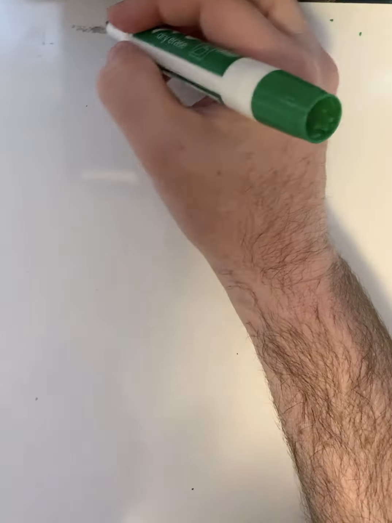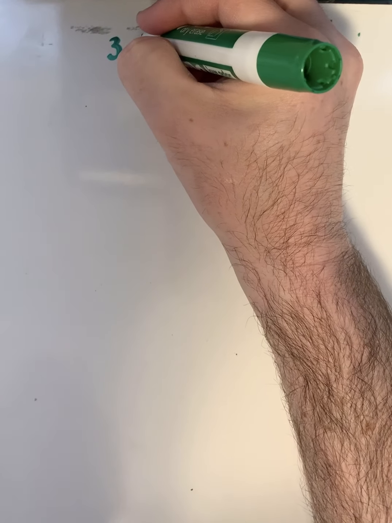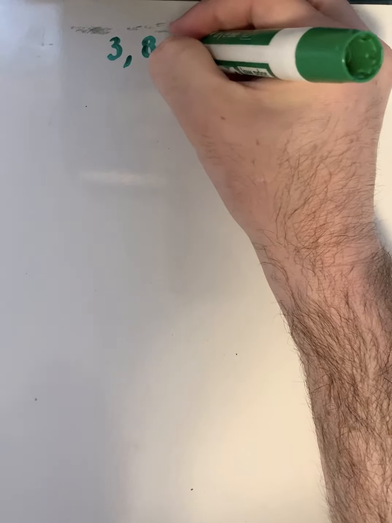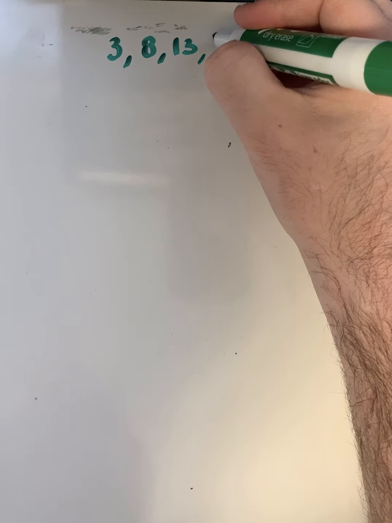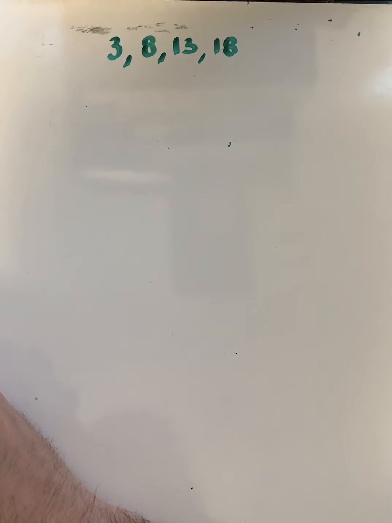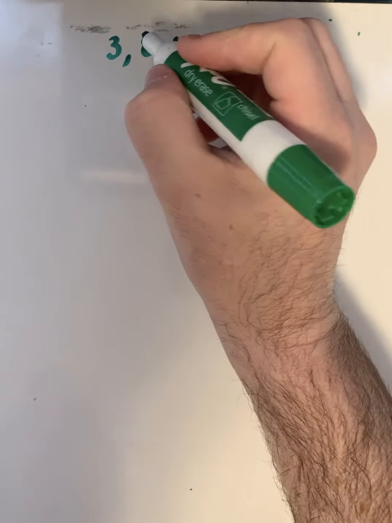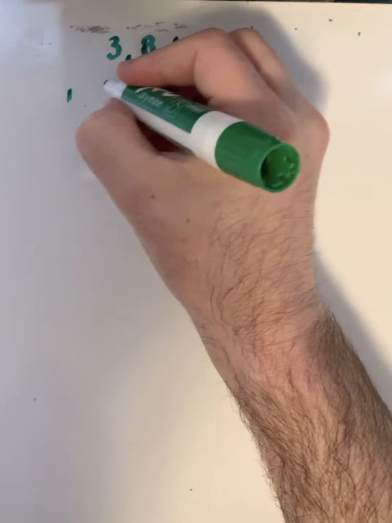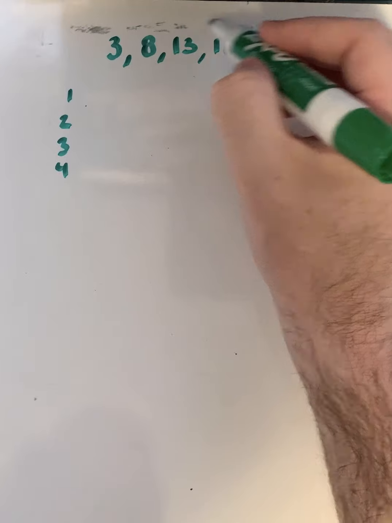So just really quickly, we can do one together. Let's say that I gave you the pattern of 3, 8, 13, and then 18, and I asked you to find a pattern rule for the nth term. So once again, you would create a table. So your first, your second, your third, and your fourth number represent these ones here.